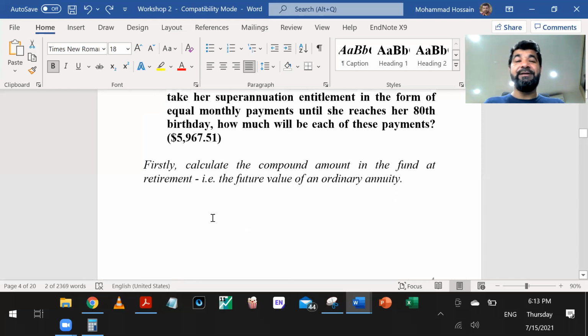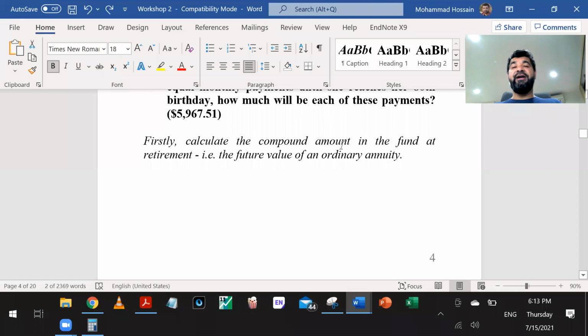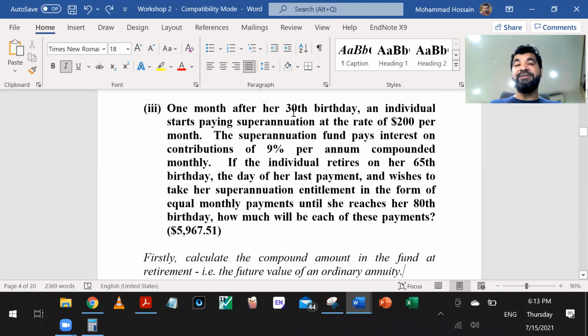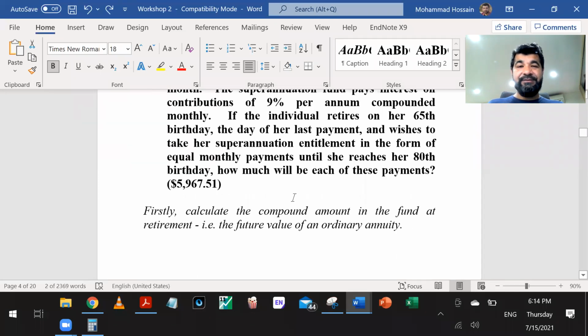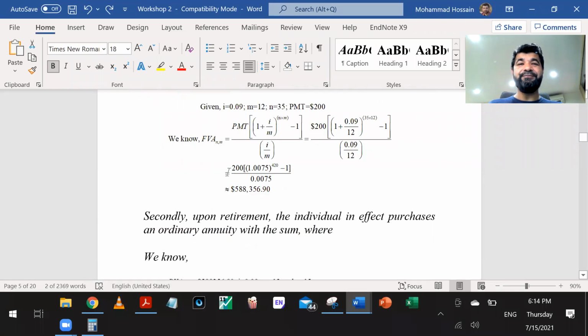Okay. So firstly, calculate the compound amount in the fund at retirement, the future value of the ordinary annuity. So when you're at the 30th birthday, right? At the 30th birthday, she starts to make the payment. So we have to see at the 65th birthday how much money she'll be accumulating. So we are looking at future values, right? Okay, yes. And so let's go in here.